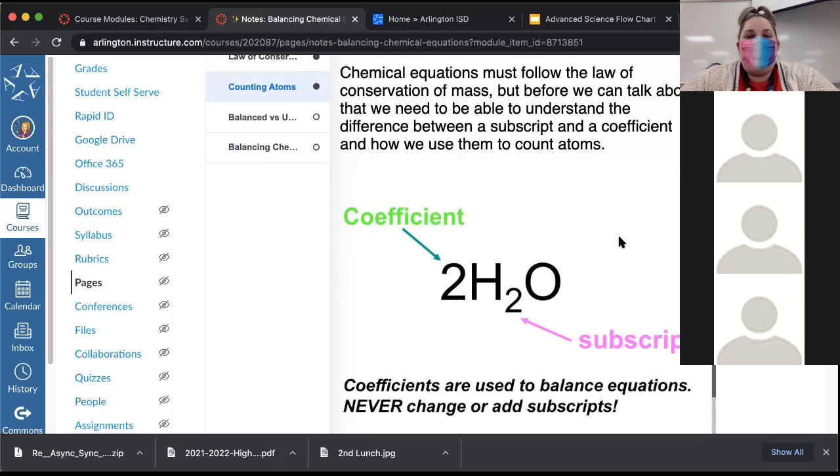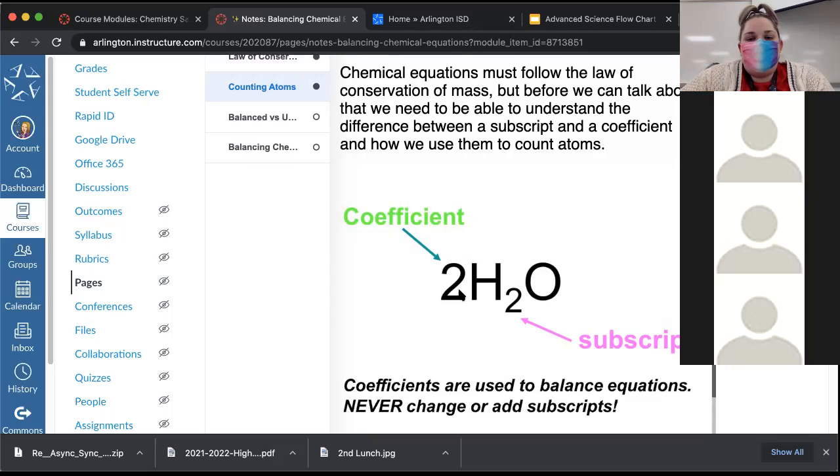Okay, what you can do is you can add these large numbers in front of your chemical formulas. And this is just like math class. If I put a number in front of something in math class, what does that usually mean I'm going to do? What do you guys think? Multiply. Yeah, usually that means I'm going to multiply. And so that's that same concept we're using here.